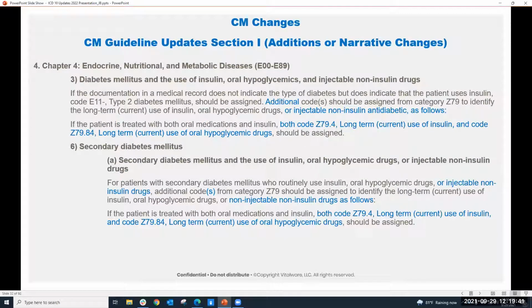Next slide, talking about diabetes. The main thing here is that if a diabetic patient is treated with both oral medications and insulin, then both Z79.4, long-term current use of insulin, and code Z79.84, long-term current use of oral hypoglycemic drugs, should be assigned. And then the next section is the exact same guideline, it's just for secondary diabetes.